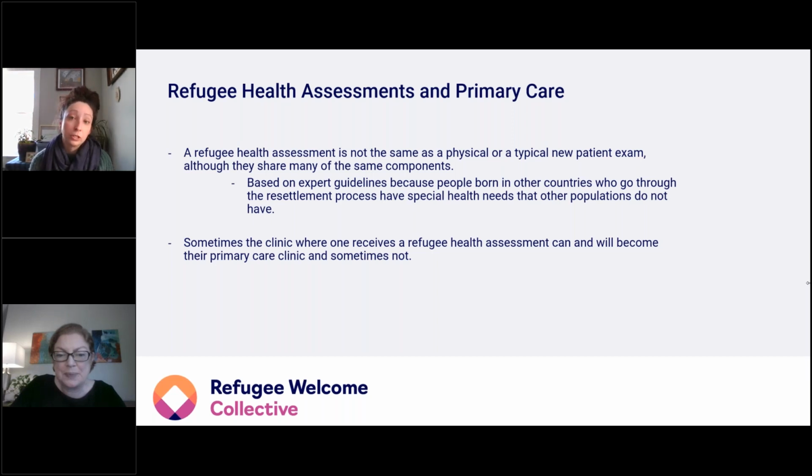So for example, if you're going to a new clinic and you say, I want to establish care with a new provider, right? They might say, well, we have this 40-minute visit we need to do to get to know you, go over your health history. It's not the same thing as a refugee health assessment. They do share many of the same components, a history and physical, looking at immunizations, some lab work, things like that. But people born in other countries who go through the resettlement process have really different health needs that other populations do not have, particularly domestic populations, people born in the United States.